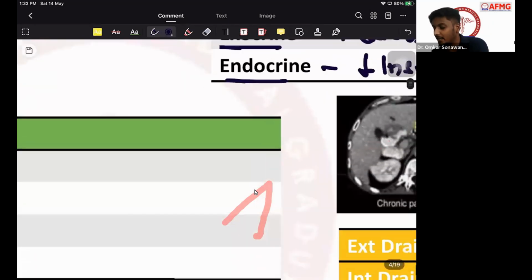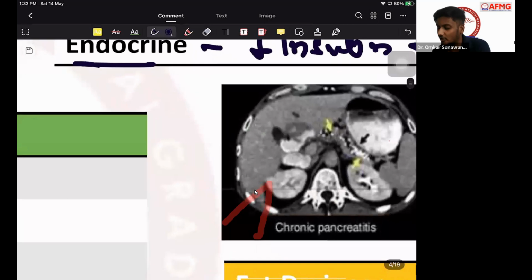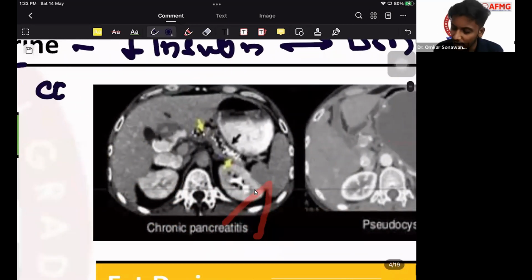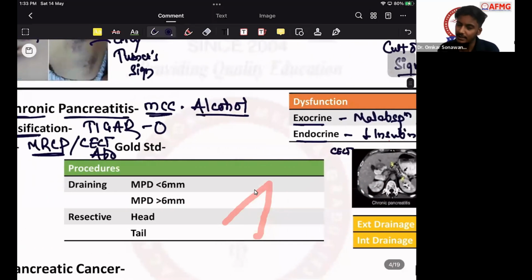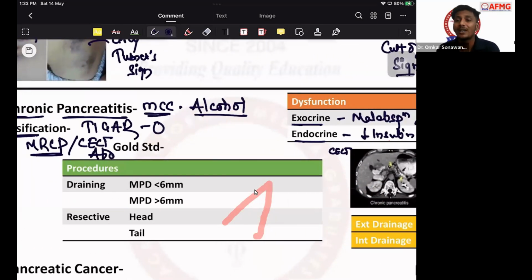So MRCP. Why? Because on MRCP you will be able to see this kind of appearance. CECT is also done if the patient is in an emergency. If the patient presents to you in an emergency, then CECT is definitely preferred because it is a more accessible method. MRCP is not available everywhere. So CECT would be preferred in cases of emergency or low resource settings like India. So in India we usually prefer CECT abdomen. Outside India, MRCP is the recommended guideline.